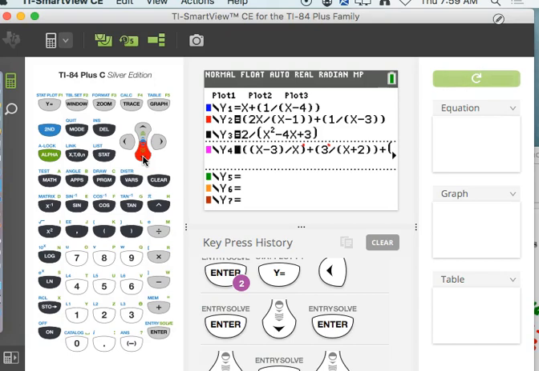Enter. And then for this one, I have parentheses, and again, since there's only one term on the top, I'm okay with leaving that without parentheses, but I definitely need it for the bottom of this fraction. X squared minus 4x plus 3. There we go. And then we would try some good old-fashioned ZoomStandard and hope they hit.